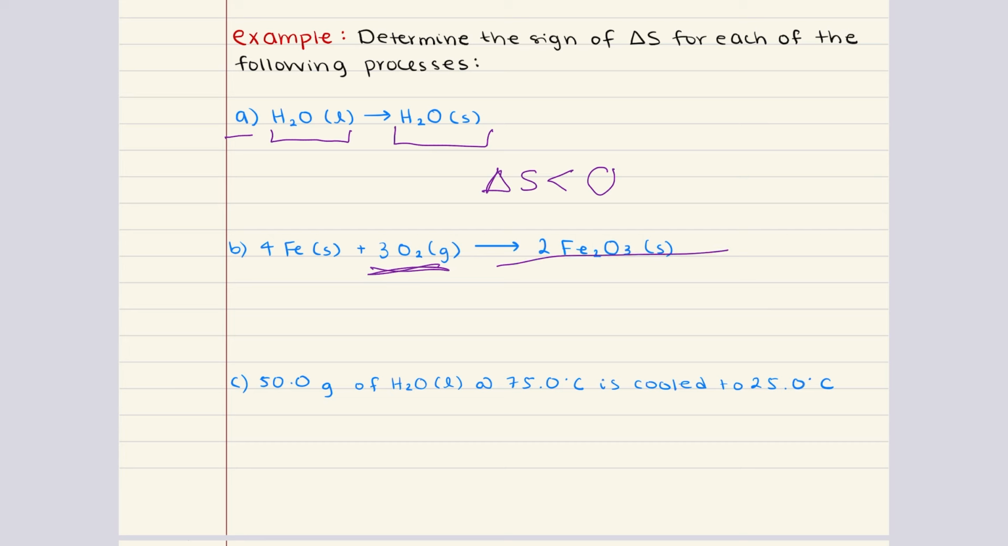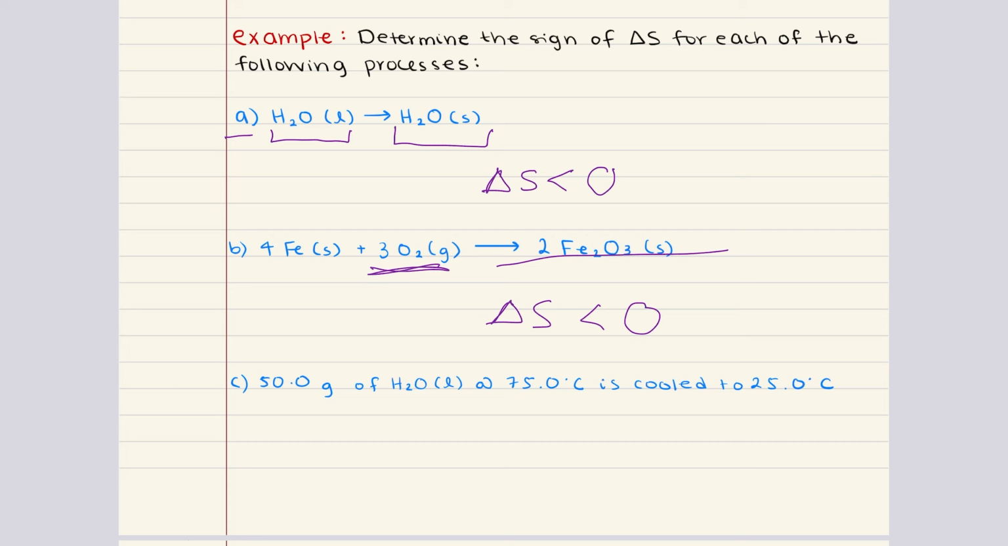The entropy of gases is much higher than that of solids or liquids, so the reactant side here has a greater entropy. This means that as the reaction proceeds forward, the entropy decreases in this reaction, so delta S is less than 0.